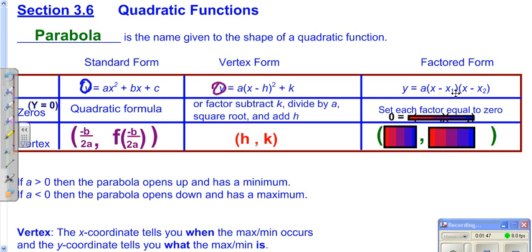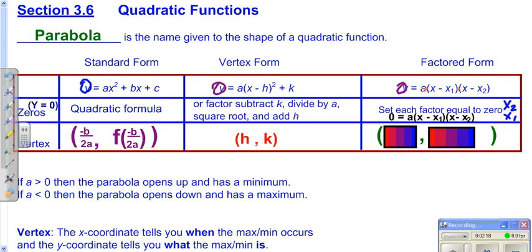Over here in the far right, in your factored form, if you were asked to solve that, you'd set it equal to 0. Then you'd have your two parentheses multiplied together times a number in front. So basically, you're going to just set each factor equal to 0. When you set the first one equal to 0, you would get an x sub 1. You set the second one equal to 0, you get an x sub 2.